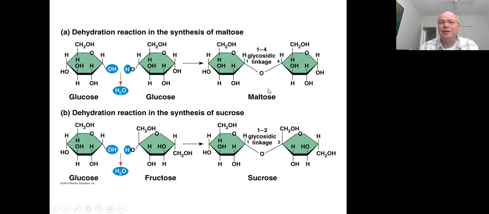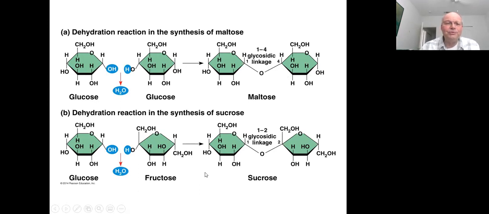The type of glycosidic linkage is determined by which of the carbons in each of the 2 sugars is being bridged. So in this case, it's the number 1 carbon of this glucose and the number 4 carbon of the second glucose. So this is referred to as a 1,4 glycosidic linkage. And the vast majority of organisms are able to break this linkage. In other words, they can digest maltose. And so maltose can function as a source of glucose and therefore as a source of energy.